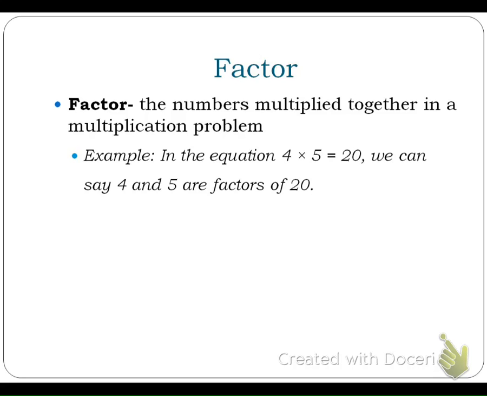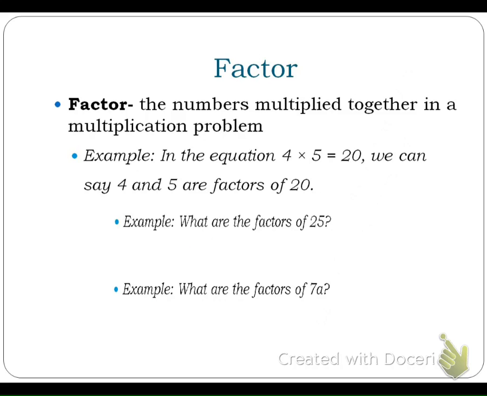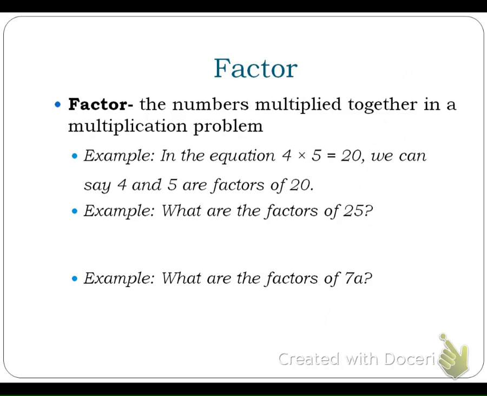Now, there's more than just one pair of factors sometimes with numbers. So let's take a look at the number 25. What are all the factors of 25? Well, if you multiply 1 times 25, don't you get 25? So 1 and 25 are factors. How about 5 times 5? Also equals 25. So 5 is also a factor of 25.